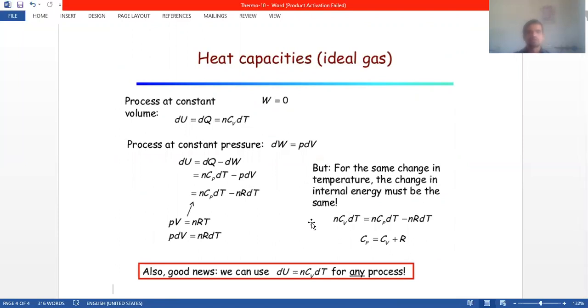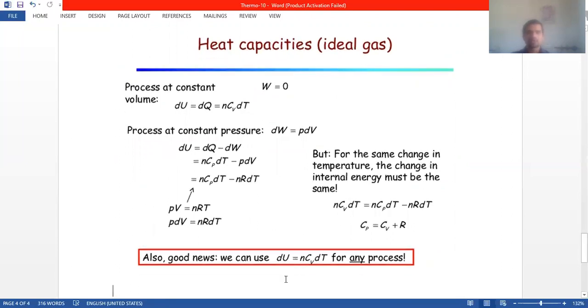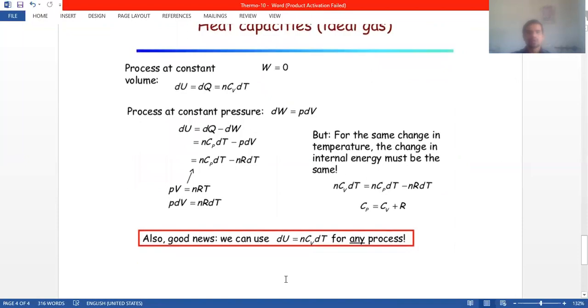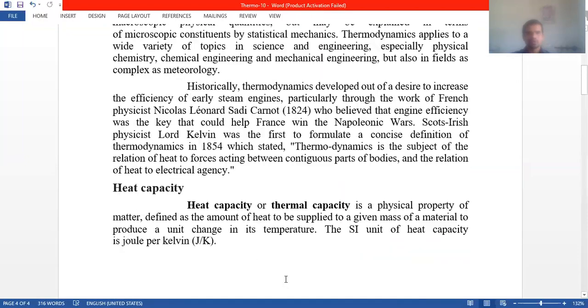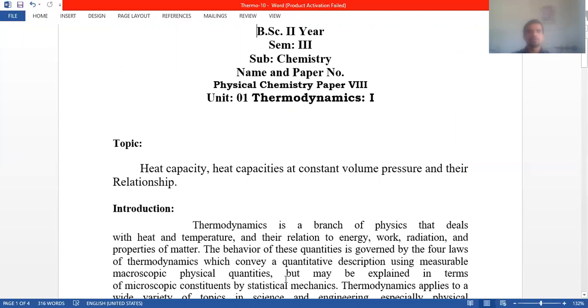For a process at constant volume, W is equal to 0. Also, good news: we can use delta U equals Cv delta T. All these equations are given in these Microsoft Word notes, and all these notes are shared with you.